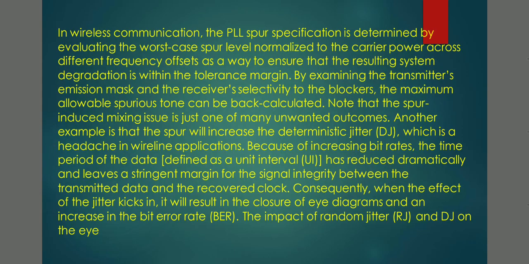In wireless communication, the PLL spur specification is determined by evaluating the worst case spur level normalized to the carrier power across different frequency offsets as a way to ensure that the resulting system degradation is within the tolerance margin. By examining the transmitter's emission mask and the receiver's sensitivity to the blockers, the maximum allowable spurious tone can be back calculated.